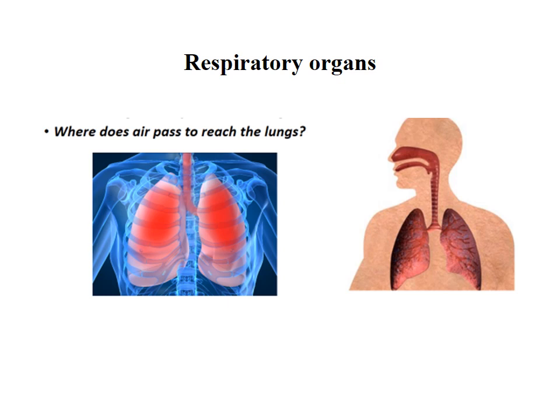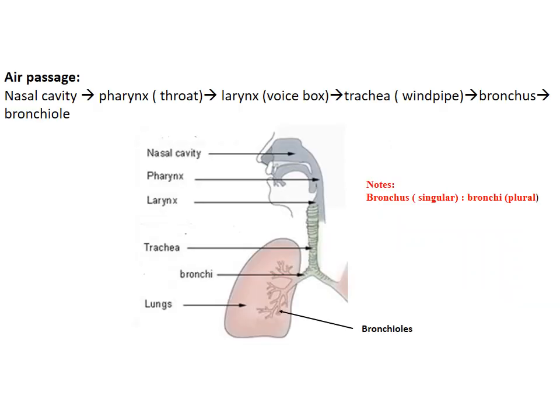What do we call the organ system responsible for respiration? The organ system responsible for respiration is the respiratory system. Where does air pass to reach the lungs? It passes through several organs to reach the lungs. So when humans inhale, air rich in oxygen enters the nose. After the nose, we have a cavity here called the nasal cavity. This cavity warms the air, filters the air from the dust particles, etc.